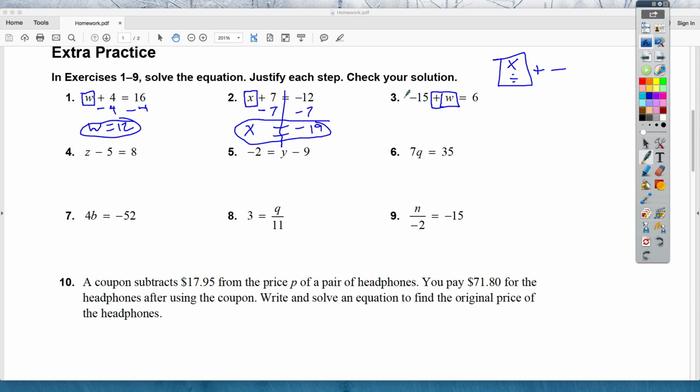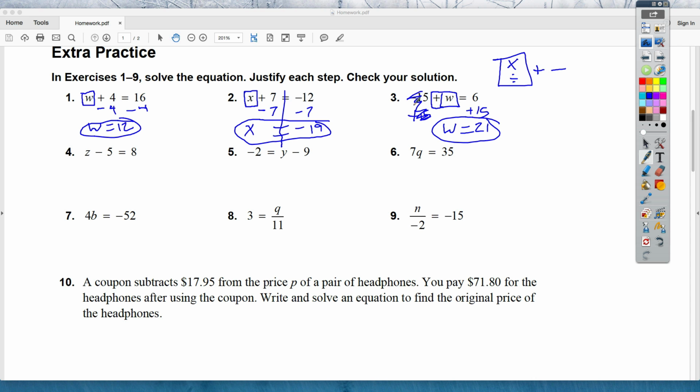Here we have a negative 15. What's the opposite of minus 15? Plus 15. And you see why I'm getting rid of that, why I'm keeping that plus with the W. So that goes away. And here I have just a positive W, or W equals 6 plus 15 is 21.